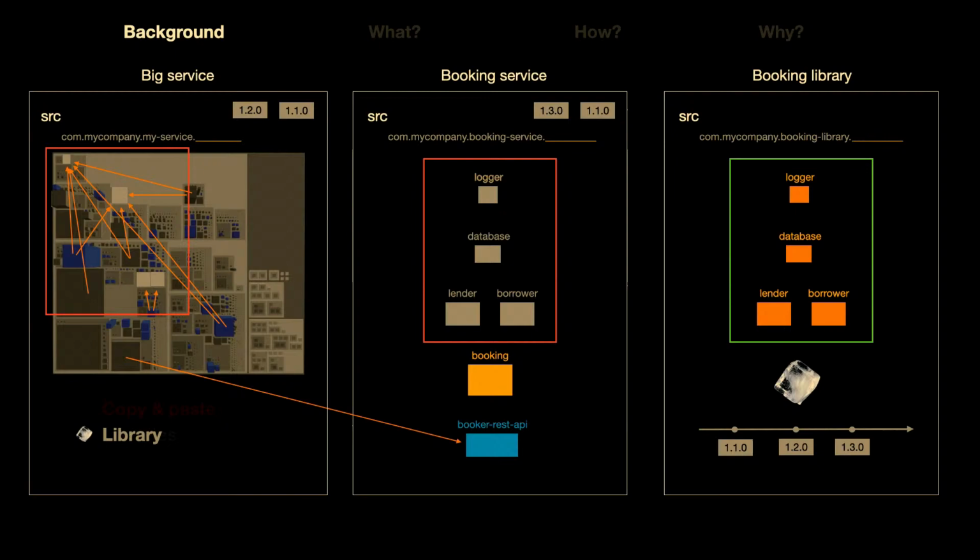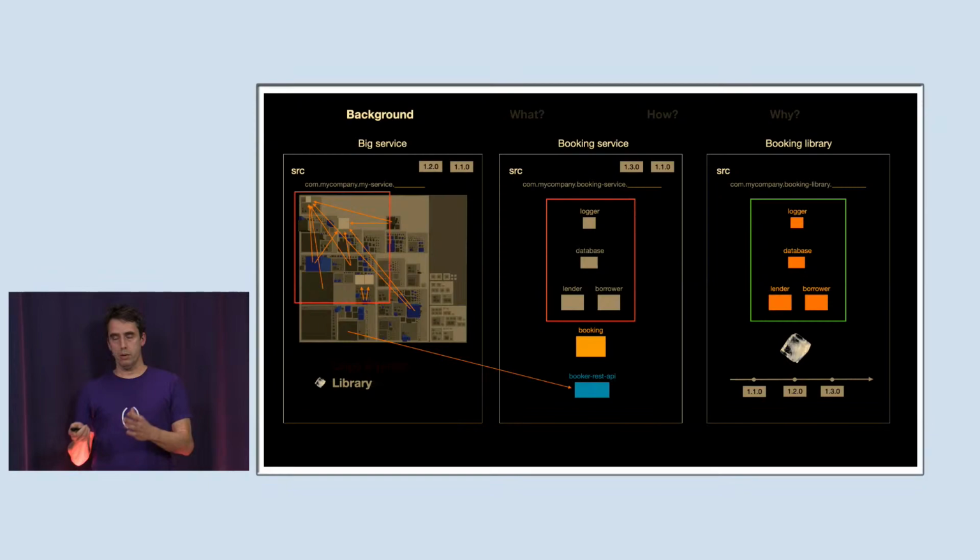Because now what we need to do is switch project and edit the code in this library project, build a snapshot, and reload that code into the service. So before we had instant feedback, and now we have a slow feedback loop. So it sounds like we could improve here.